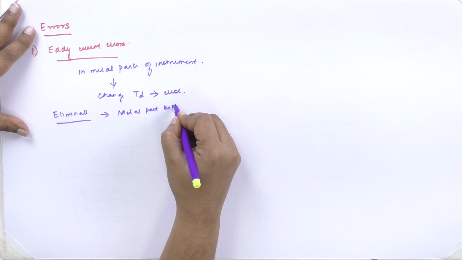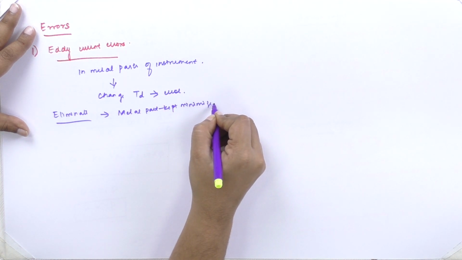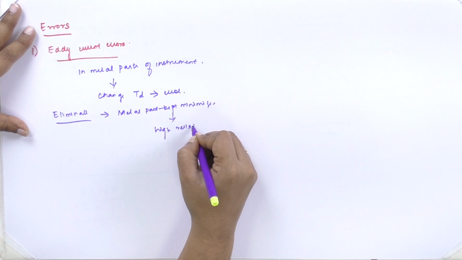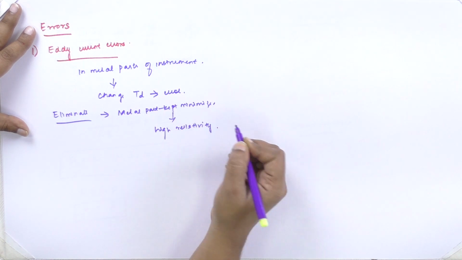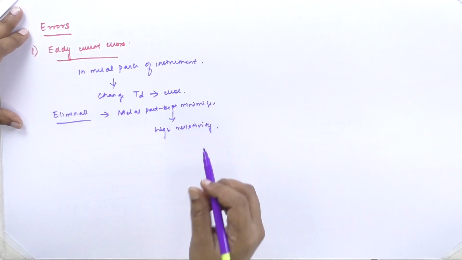How can we eliminate this eddy current? The metal parts used must be kept minimized and should have high resistivity, so that the error due to eddy current can be reduced.